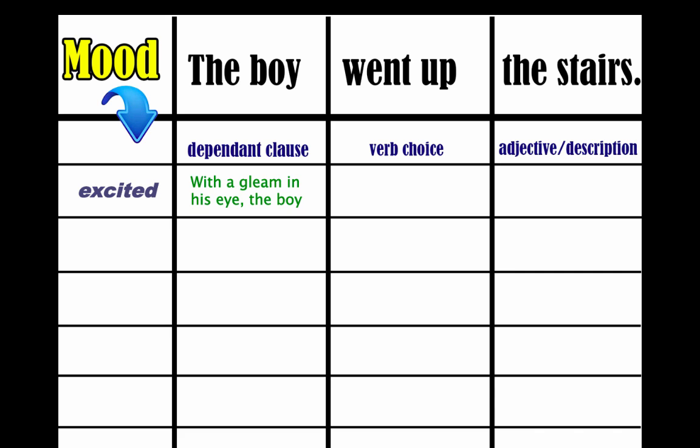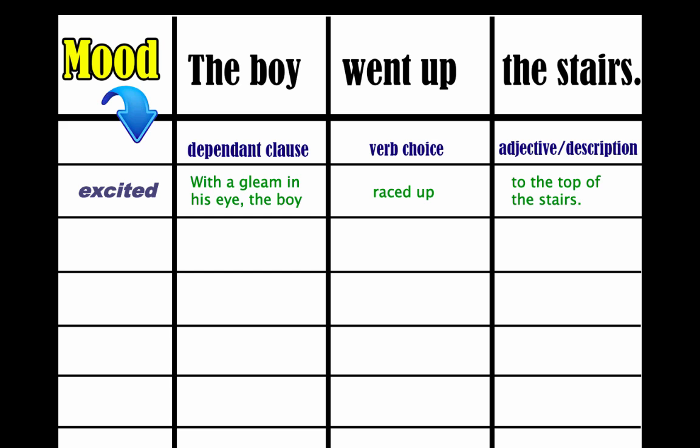Now let's look at went up. When somebody's really excited, how do they go up the stairs? Do they go up slowly? No, I don't think so. If I'm excited, I tend to be very quick about things. So why don't we use something like raced up, or hurried up, or scurried up? Anything that's going to continue that mood.